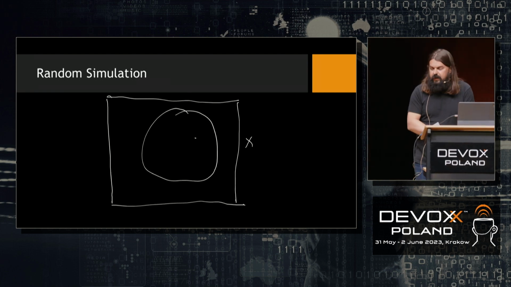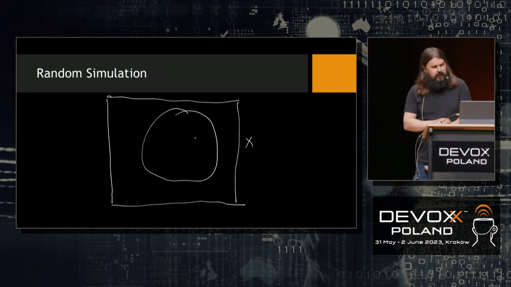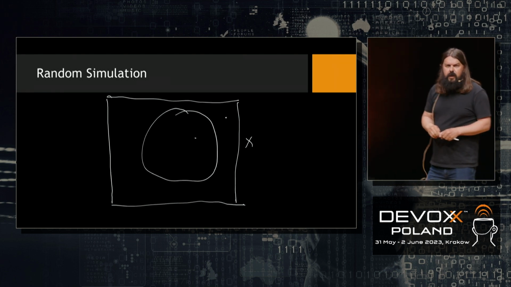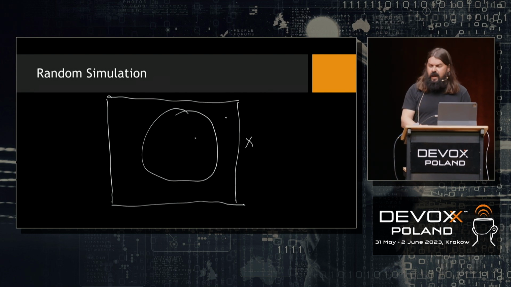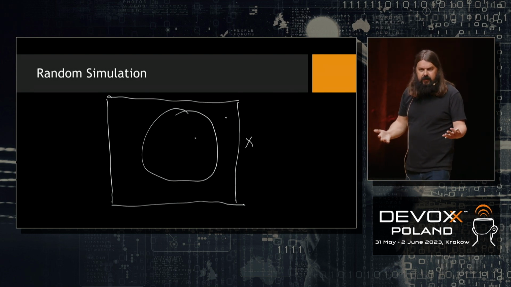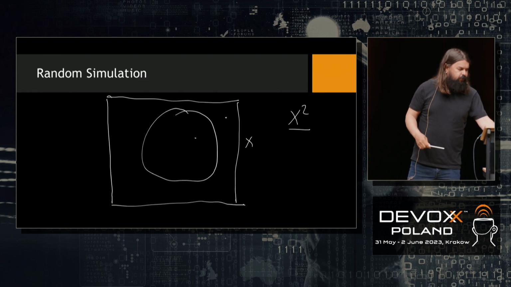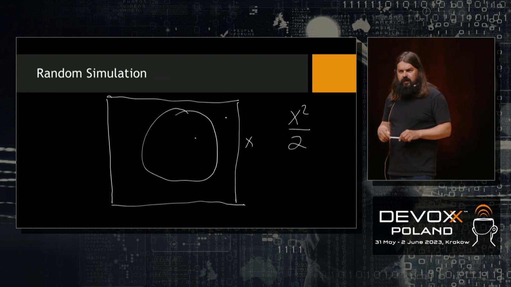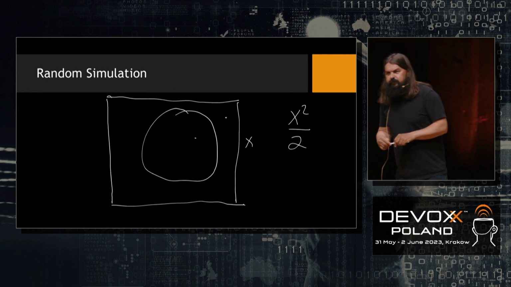So we throw a dart at it, and the first dart hits the circle. We throw a second dart at it, and the second dart hits the square. And based on this data, I can say that half of the area of this shape must be circle. Therefore, the circle is approximately x squared over 2. Does that sound ridiculous? It's not at all ridiculous.